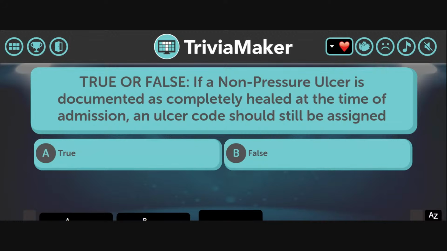All right. Getting a lot of answers in the chat. Indeed, this one is going to be false. If a non-pressure ulcer is documented as completely healed at the time of admission, no code should be assigned. So that is what makes that false. No code should be assigned, especially if it's healed. Great catch, everyone. I think everyone got that one right.